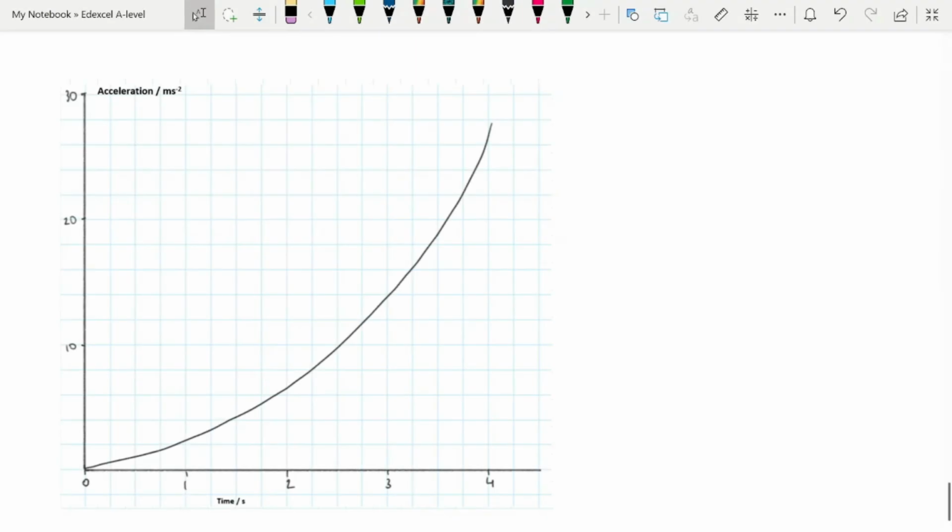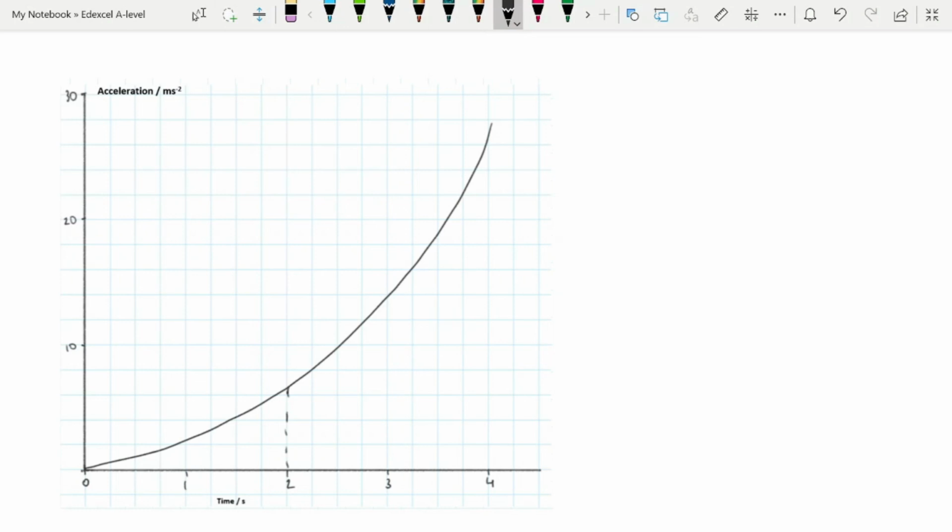And again, if your acceleration time graph is a curve, you have to start counting the squares under the curve. What they would generally do is say to you, calculate the velocity of the object after 2 seconds. So at that point, you would be calculating the area under the curve up to 2 seconds, because that's going to give you the change in velocity from 0 up to 2 seconds.